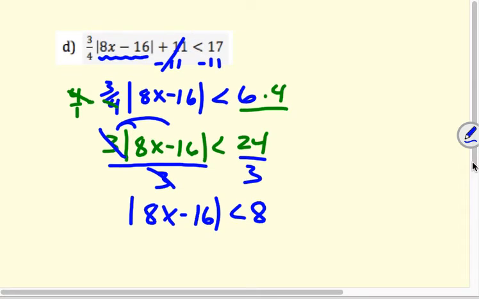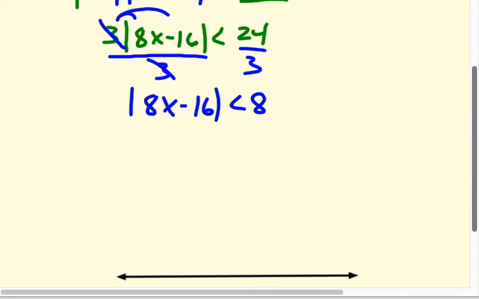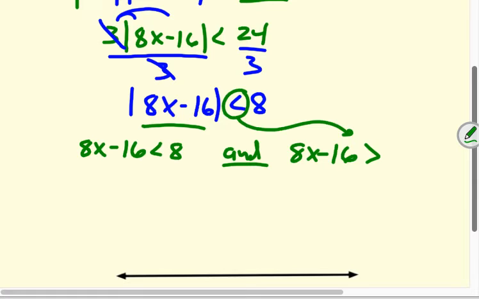Okay. Now I can split it up. I'll put this down here somewhere. First, what we have, 8x minus 16 is less than 8. It's less than, so it's going to be an AND statement. Less than, little shortcut there. 8x minus 16 is greater than, now we're going to flip it, negative 8.